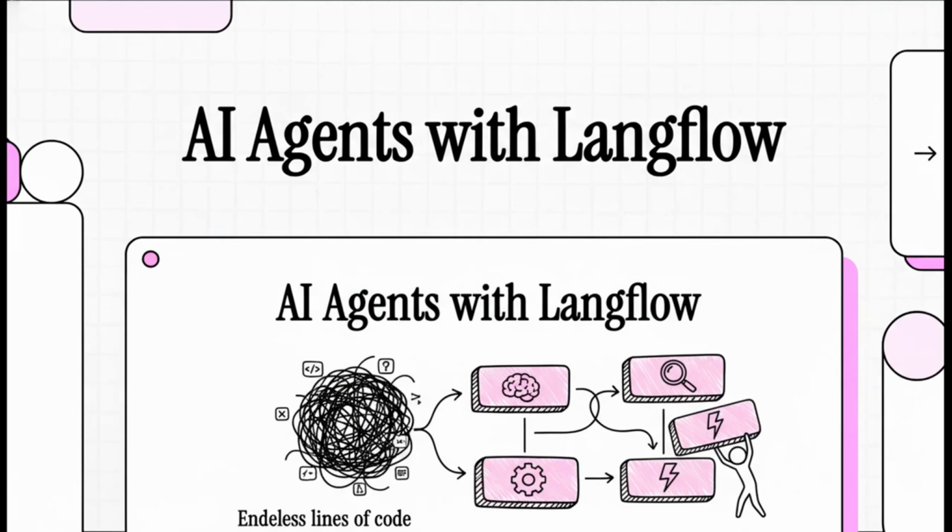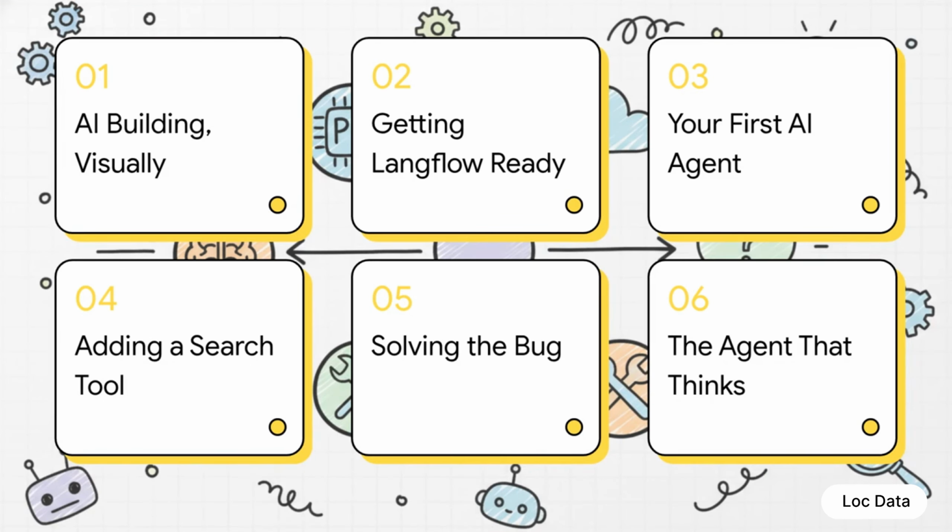Building an AI app, it can feel like you're just wrestling with endless lines of code, right? But what if you could just design a thinking AI by dragging and dropping a few blocks around? Well, today that's exactly what we're going to do. We're going to ditch the code editor, jump into a tool called Langflow, and build our very first AI agent completely visually.